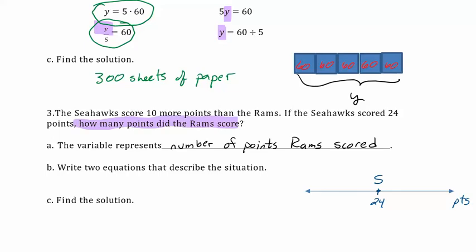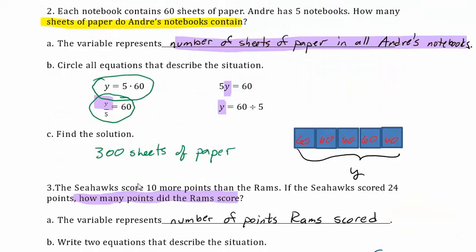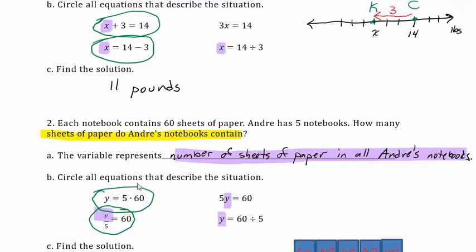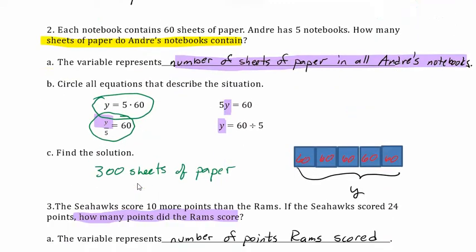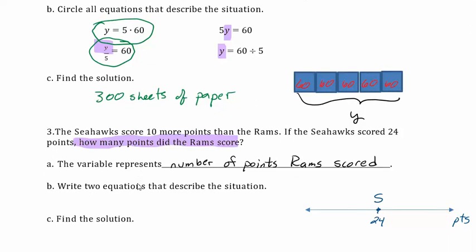All right, let's take a look at the first part and see how you did. Part A, what does the variable represent? Again, that's what we're trying to find, so we don't know how many points the Rams scored. So that's what the variable is going to represent, the number of points the Rams scored. Part B, we're asked to write 2 equations that describe the situation. Now, in these first questions we did, 1 and 2, we were given the equations and we had to pick the ones that describe the situation. So here now we're asking you to write an equation.